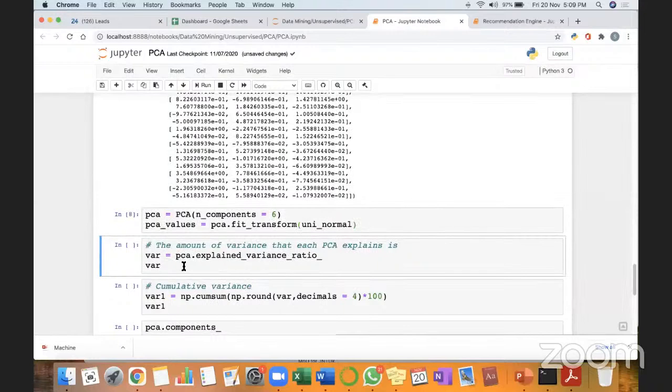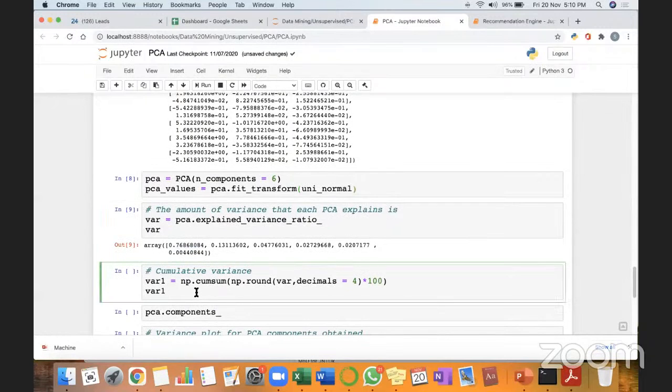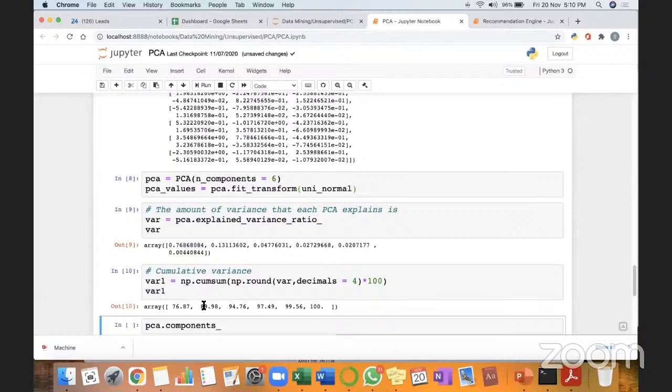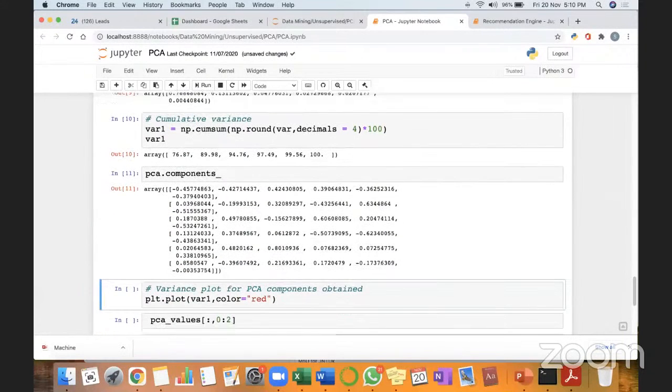Right. Now let us see the variance, the information content for each of the PCs. So this is the information content. First one is 76.8% of the variance being explained by the first PC, the second PC, third PC, like that you can see this. This is cumulative: the first PC, first two PCs, first three PCs. So like that, if you consider all six PCs, we would get 100% information. And PC components, these are the PCA components. These are nothing but eigenvectors.